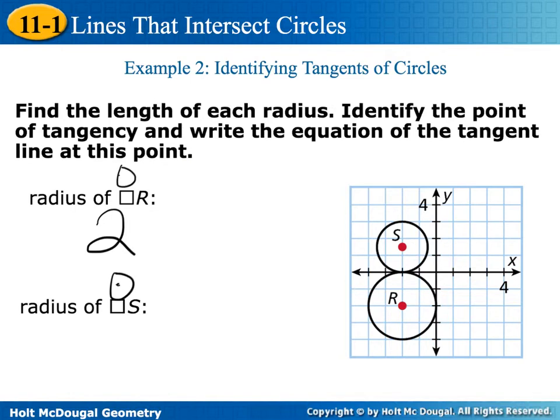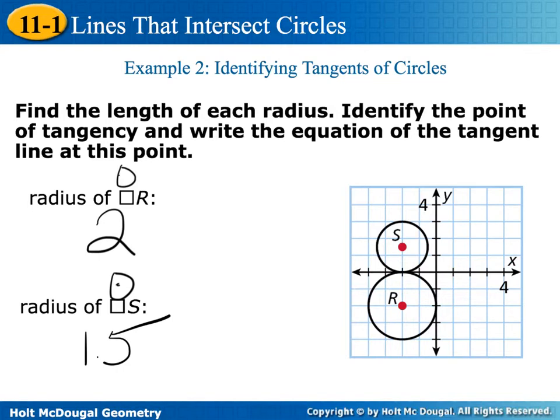Now I need to go to S. Start here at the center. I go over 1. And I don't necessarily go all the way over another one. I only go over about halfway. So this is 1 jump and a half jump. So the radius is 1.5.